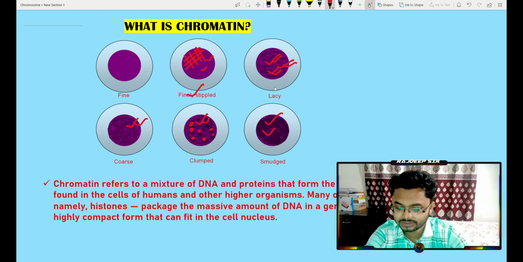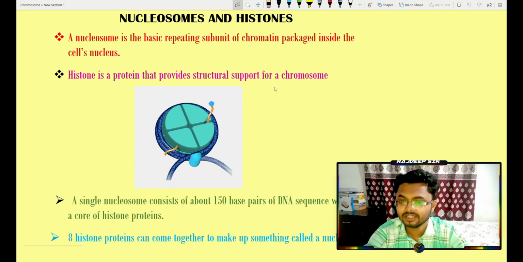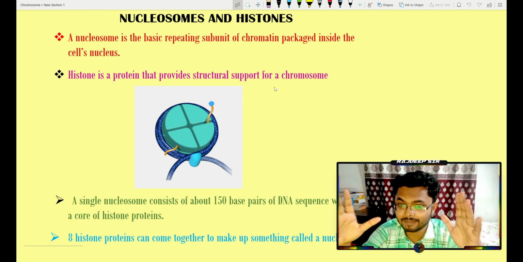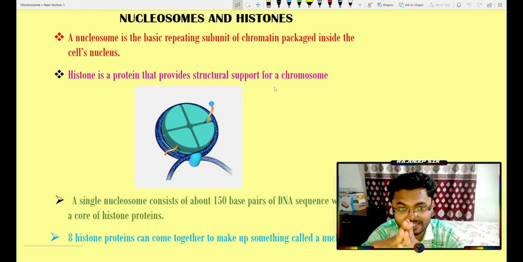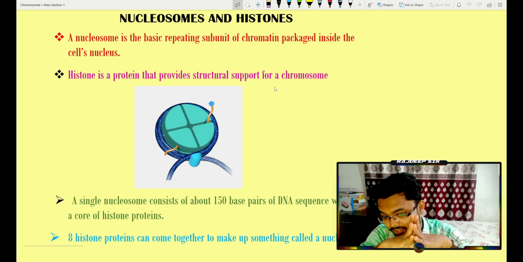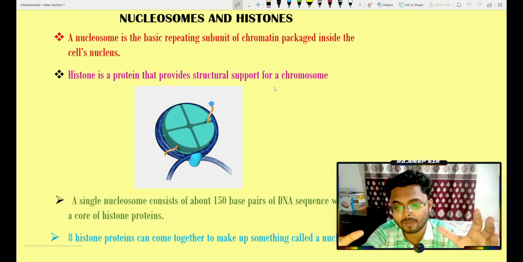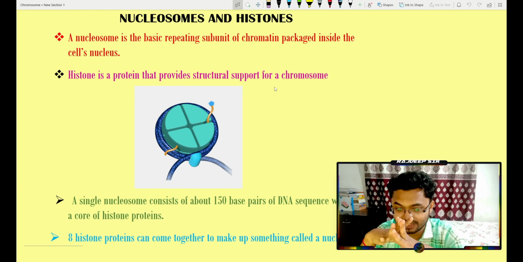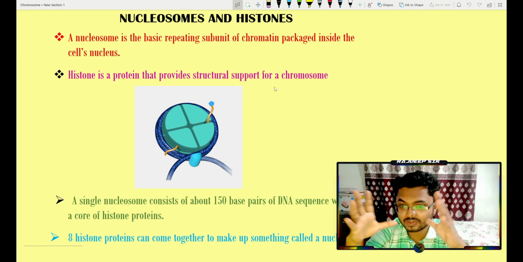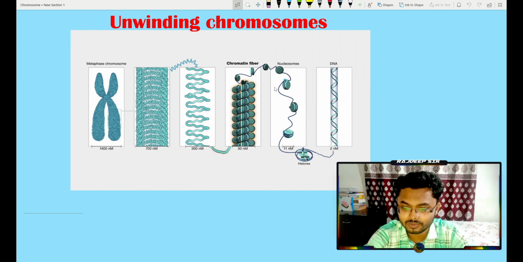Okay, so let's move on to the next topic. So what are nucleosomes and histones? See, a nucleosome is a basic repeating subunit of chromatin packaged inside the cell nucleus. I hope you understand. When we take chromatin, it has about 150 base pairs of DNA sequence and histone proteins. First, you need to see this image.